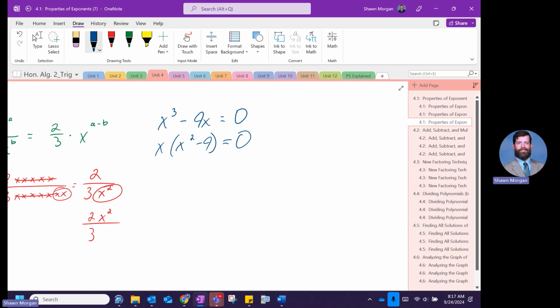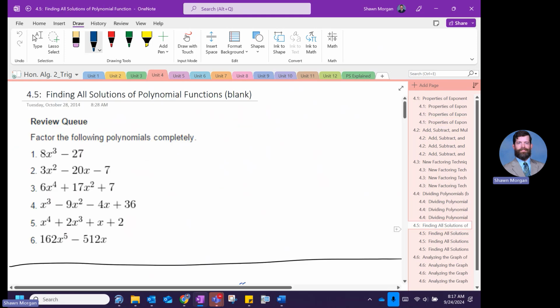Just real quick, what are they? 0 plus or minus 3. And those would be our 3 answers. So even with degree 3 equations, if you can factor it, you can solve it. Eventually we're going to get to some of those higher degree equations.